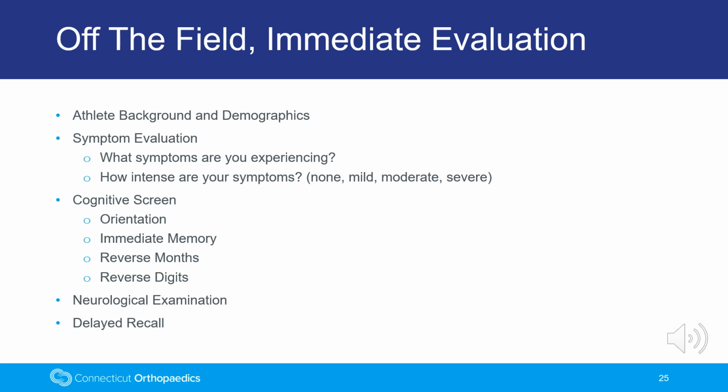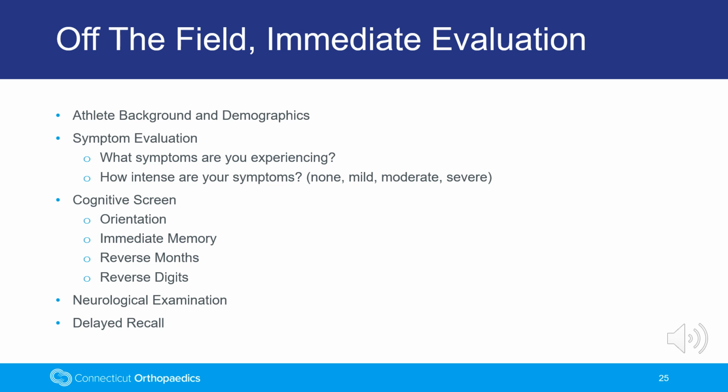Following the immediate memory, you will have the patient say the months in reverse order, followed by a series of digits starting with 3 numbers at a time. Have them repeat the numbers backwards to you and increase to a 5-number series, such as 15, 21, 11. They would respond with 11, 21, 15.